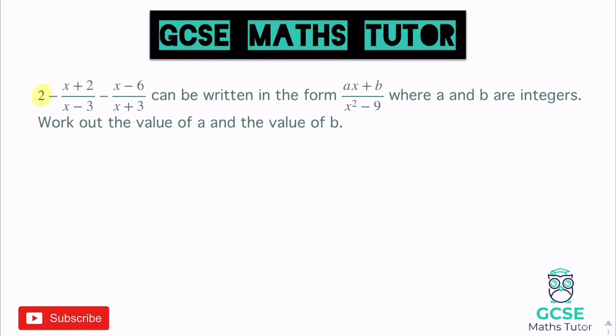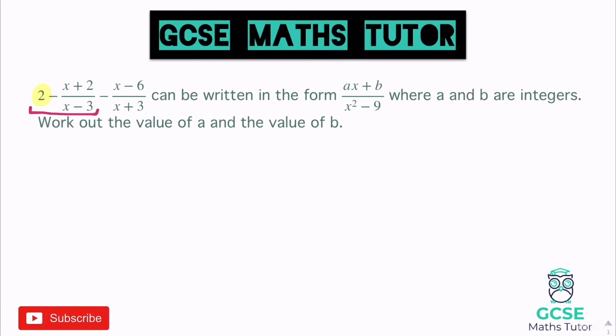But it says, show that this can be written in the form ax plus b over x squared minus 9, where a and b are integers, again whole numbers, and we want to work out the values of a and b. Now again, we have to move from left to right when we're adding and taking away, so we're going to deal with these first two pieces here to start with.